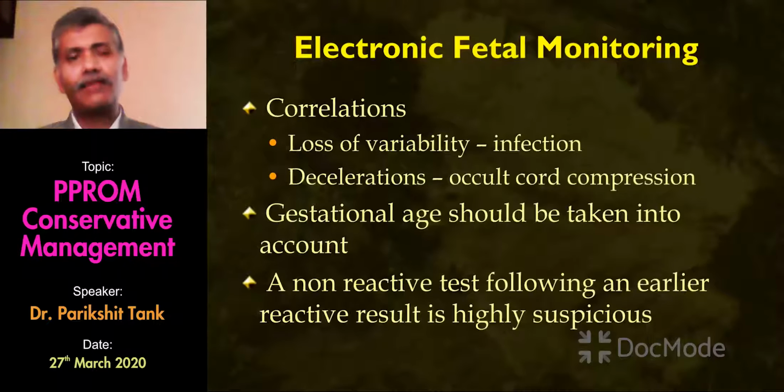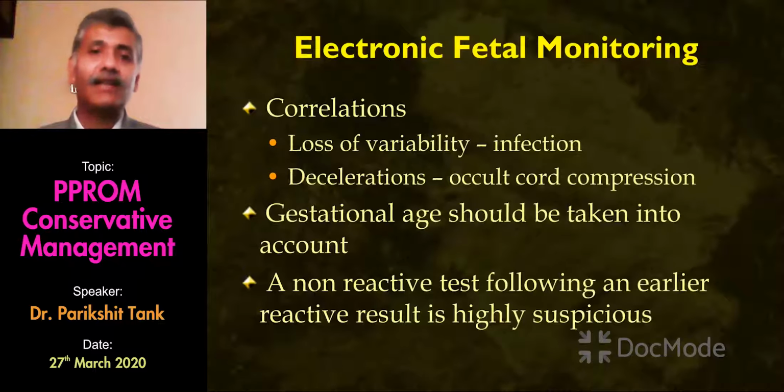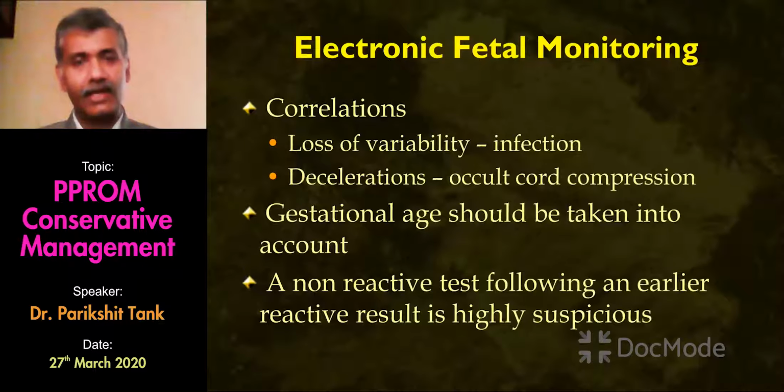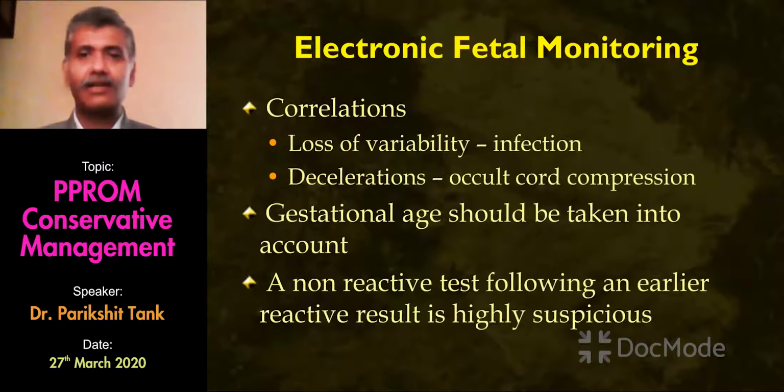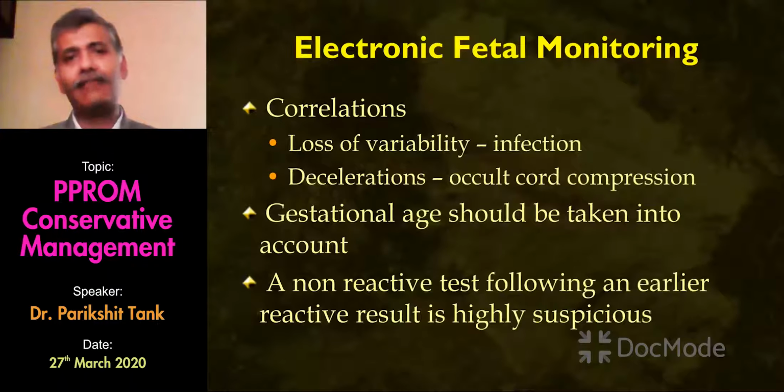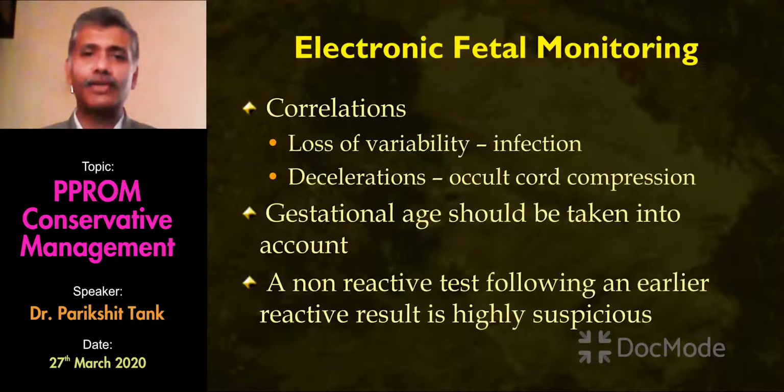Electronic fetal monitoring, what we see is a loss of variability if there is infection, and if there is an occult cord compression, then one might actually see decelerations. Now, gestational age needs to be taken into account when one offers this test and interprets it. The electronic fetal monitoring changes at different times of the pregnancy. When one is remote from term, one does not expect that variability will be good. Accelerations also are rare. But in any case, an electronic fetal monitoring should be offered.